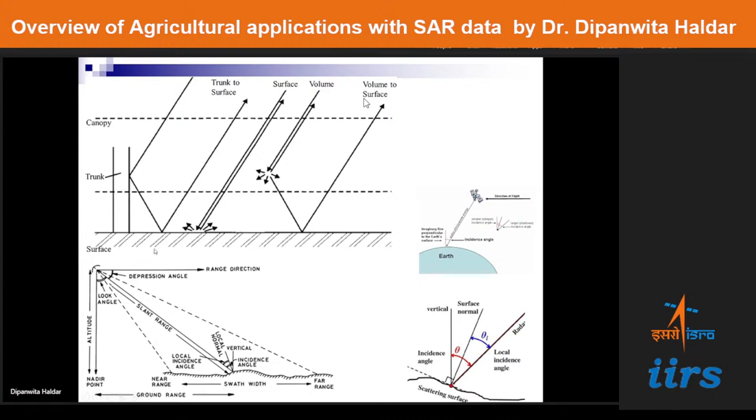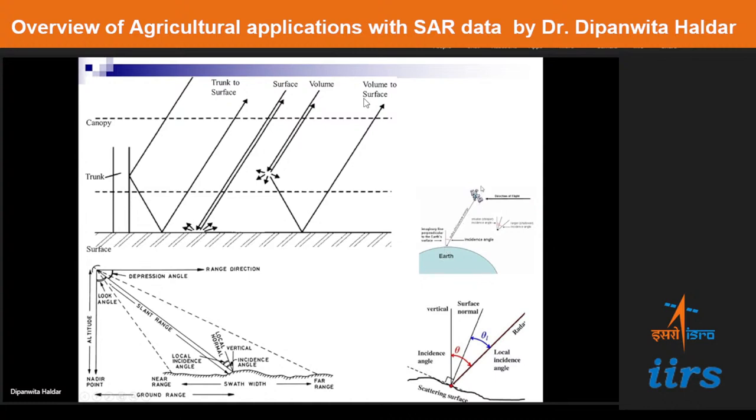Now we were discussing the incidence angle. Some important concept: if you can see the right hand side small diagram, you have a blue Earth. This is the incident radiation. This is the incident ray.